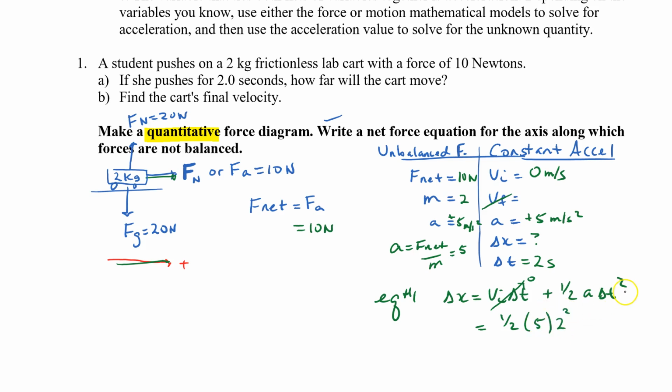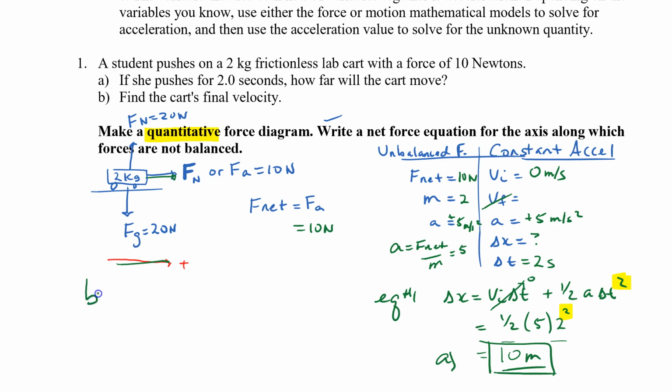Don't forget that squared. There's a bit of a habit that people sort of miss that one. Which is equal to, it's easy to multiply the 1/2 times the 4 first to get 2, and then 2 times 5 is 10. So the answer is 10, and it's going to be 10 meters. So if she pushes for 2 seconds, how far will it move? Our answer is 10 meters. So we got the first question.